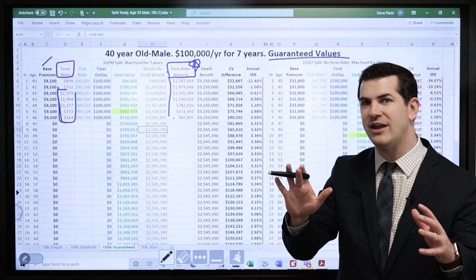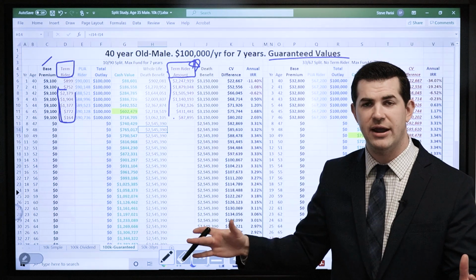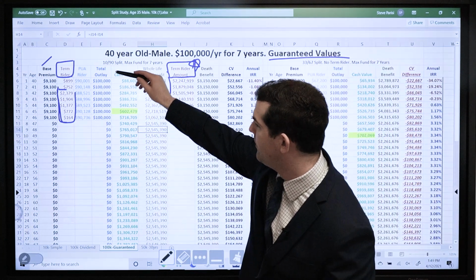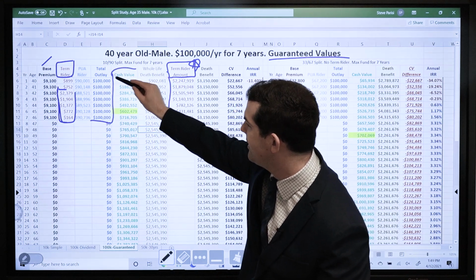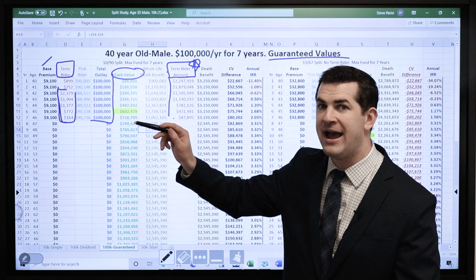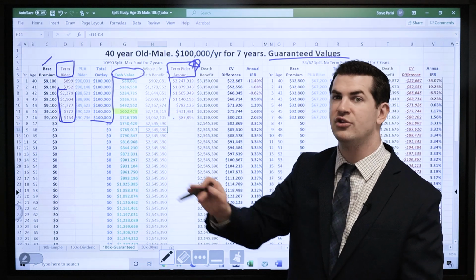But again, I'm going to say here, who cares? And here's the reason why. This is what I'm interested in. Net out of pocket remains the same. Net cash value. That is what I want to look at in all scenarios.